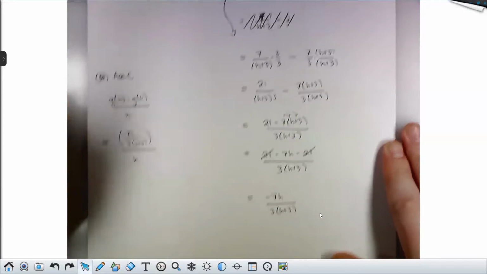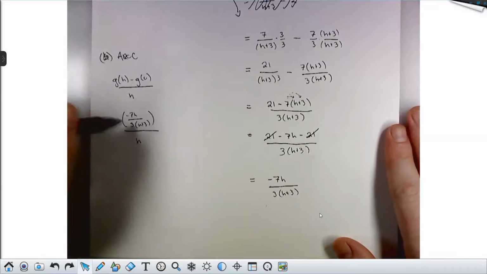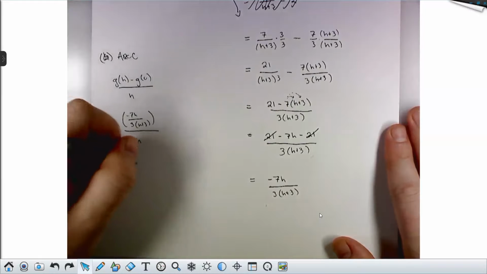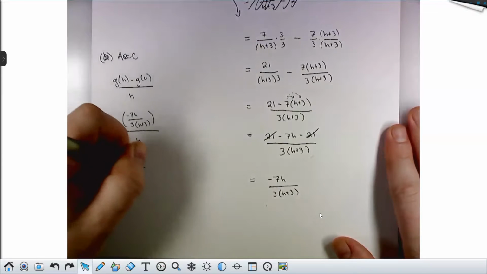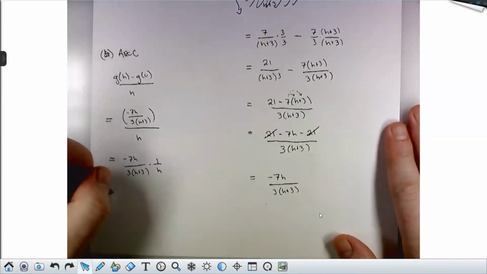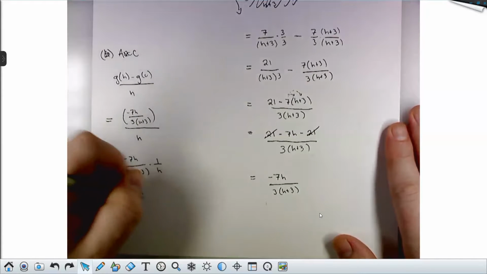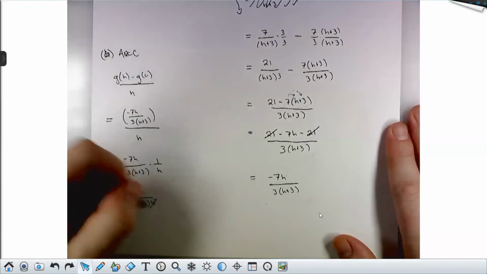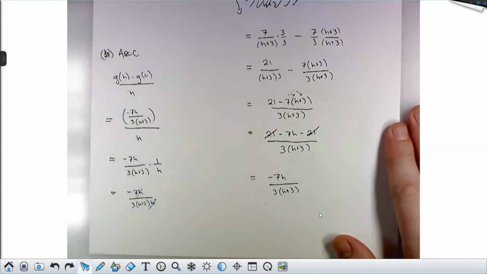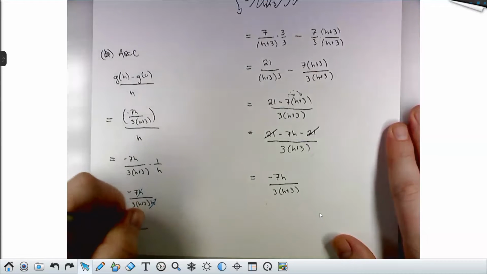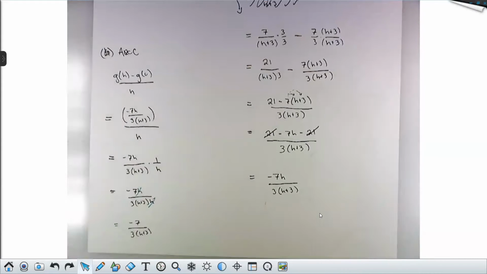So when I divide that whole thing by h, this is going to give me a factor of h in the downstairs that I can cancel. I leave the top alone, negative 7h over 3 times h plus 3. And I multiply by the reciprocal of the bottom. And then multiplying those fractions, we get negative 7h over 3 times h plus 3 times h. Now I do have a factor of h downstairs, and I can cancel this one with this one. Okay, your part B, your average rate of change, will have a piece you can cancel, and you get negative 7 over 3 times h plus 3 without the h upstairs.